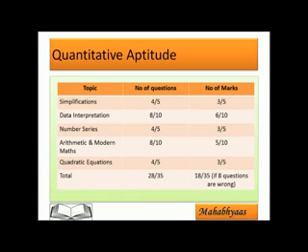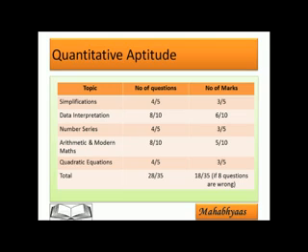Let us look into how to solve questions in quantitative aptitude. Out of 5 questions on simplifications, try to attempt 4 questions. If 3 are correct, you will get 3 marks. Out of 10 questions on data interpretation, try to attempt 8 questions, out of which let us assume only 6 are correct.